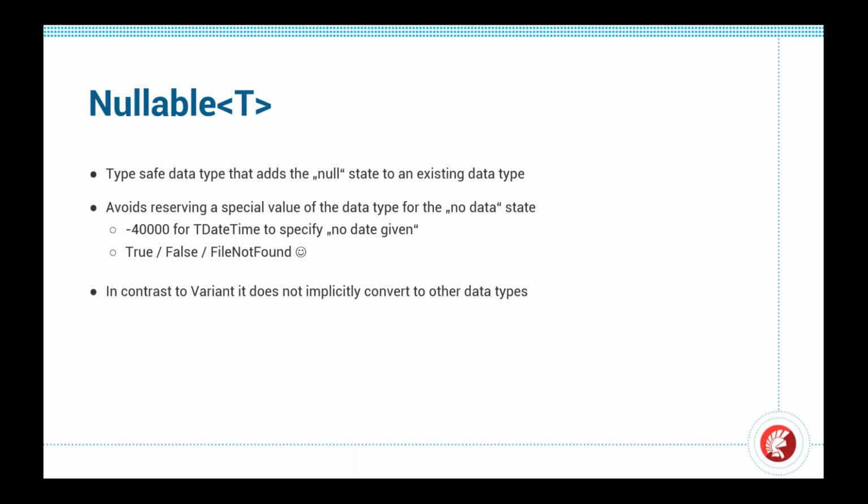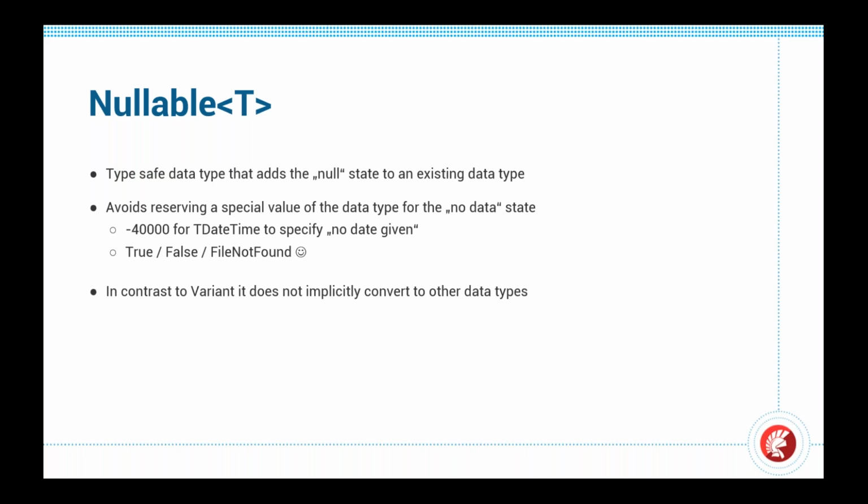And then there's the infamous true, false or file not found enum, which is not a Boolean in itself, but has a third state added to it. And if you model something like that, where you have a yes or no, or actually you don't have an answer, you might consider using a nullable of Boolean.